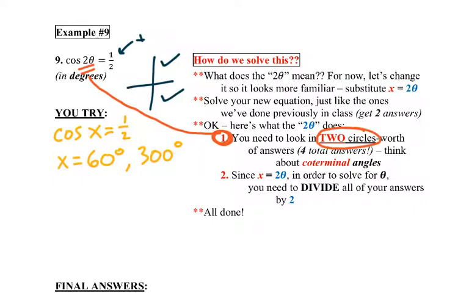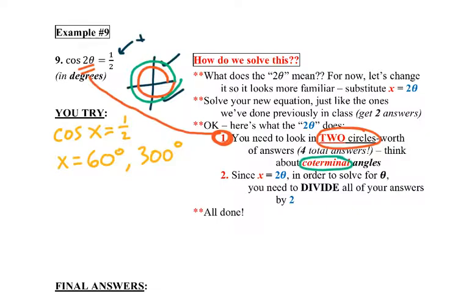2 theta means 2 circles worth of answers. So in 1 circle's worth, you got 60 degrees and you got 300 degrees. Great. But now we have to go through the circle one more time and get those same answers back in the second circle. This just goes back to our knowledge of coterminal, right?